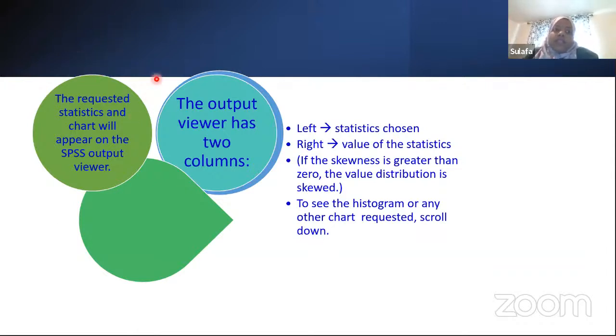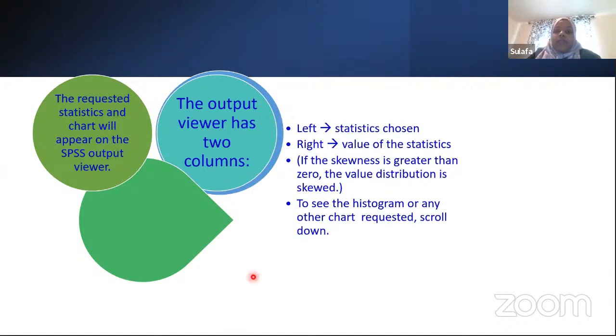So the requested statistics and charts will appear in the SPSS output viewer. You will see a table with all the chosen ones, like percentile, cumulative, anything, it will be there. The output viewer has two columns. The left shows the statistic you chose, and the right, the value of the statistic. If you see skewness, it will be greater than 0. Sometimes, I have data where the skewness is 0.7. So if the data is skewed, it will be more than 0, and the value distribution is skewed.